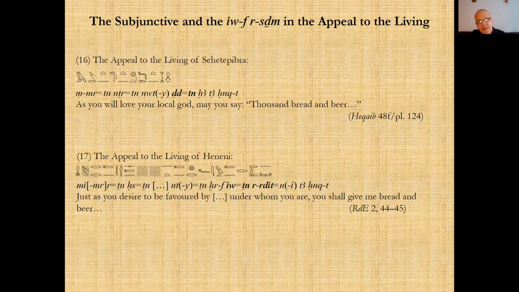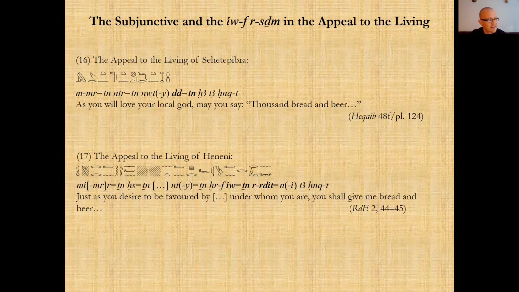But already in the late 6th Dynasty sources and thereafter, instances begin to crop up where the ufr sedgem is used instead. And there you go, in 17, just as you desire to be favored by some god, blah, blah, blah, uten eredit any, you shall give me bread and beer. All of a sudden they use that form instead of the subjunctive.